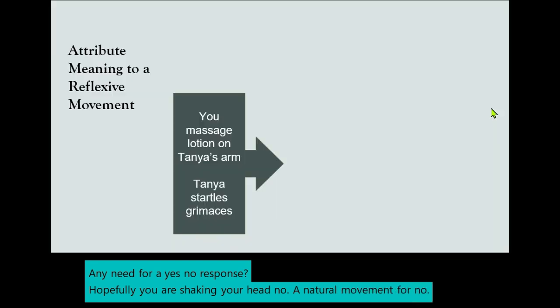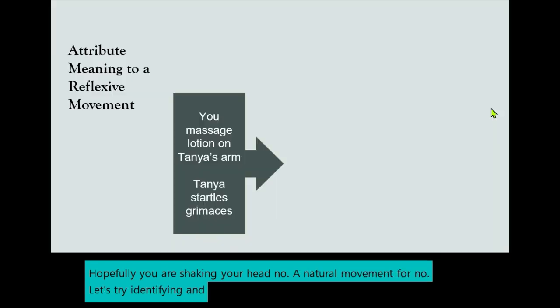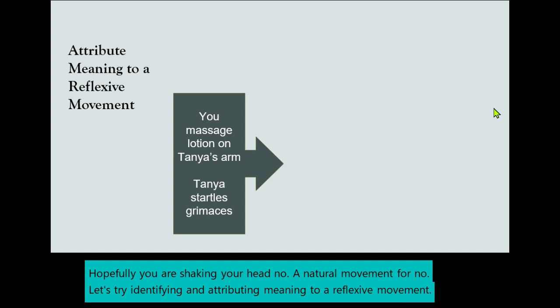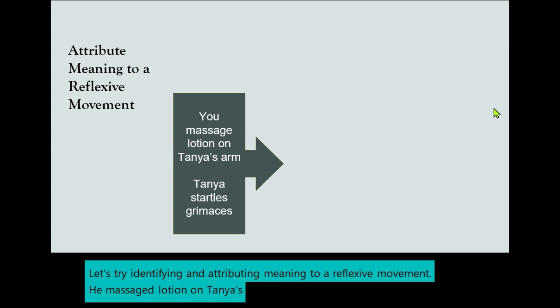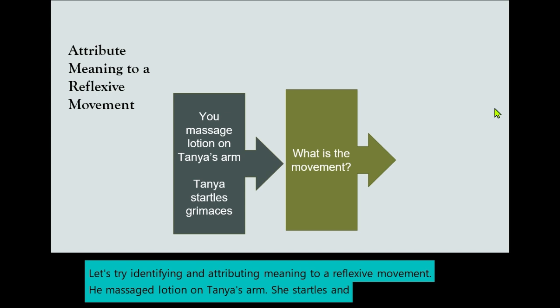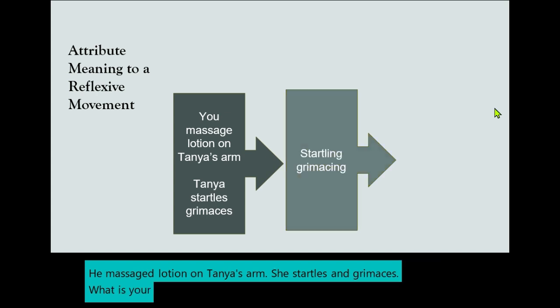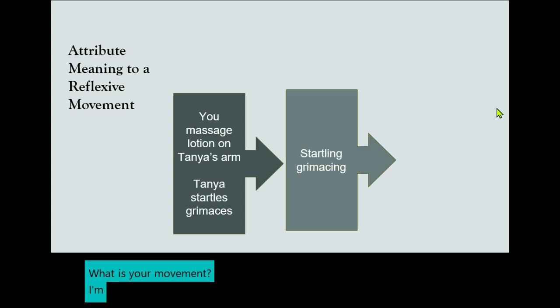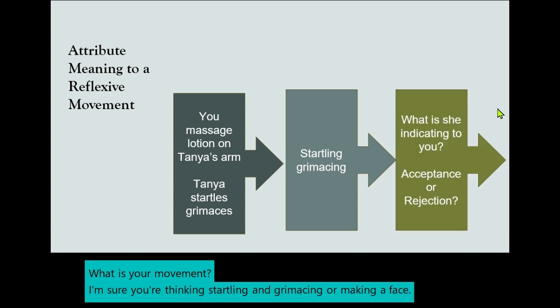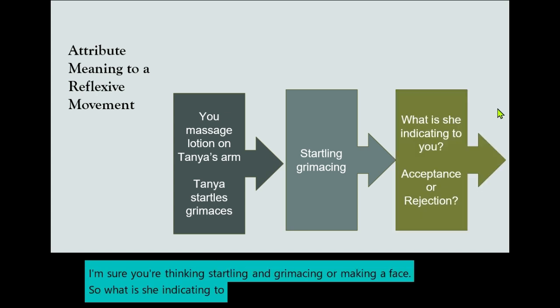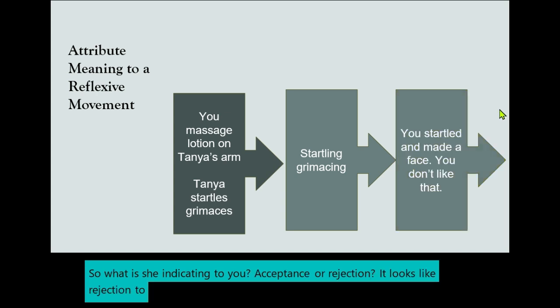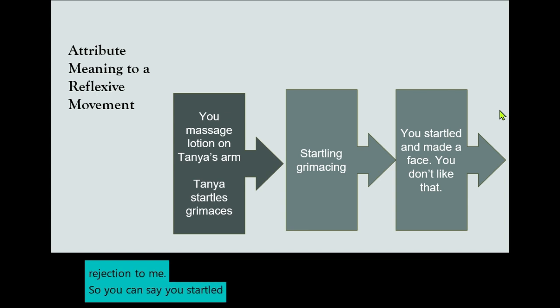Let's try identifying and attributing meaning to a reflexive movement. You massage lotion on Tanya's arm. She startles and grimaces. What is her movement? I'm sure you're thinking startling and grimacing or making a face. So what is she indicating to you? Acceptance or rejection? It looks like rejection to me. So you can say, you startled and made a face. You don't like that.